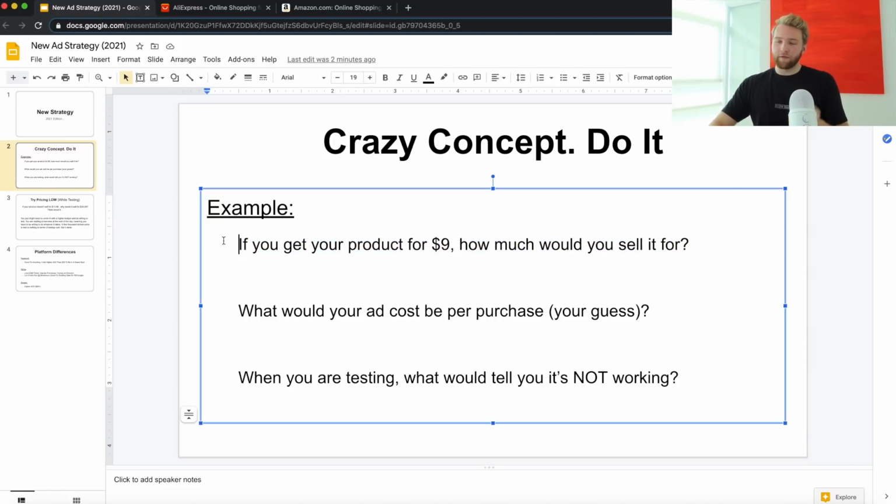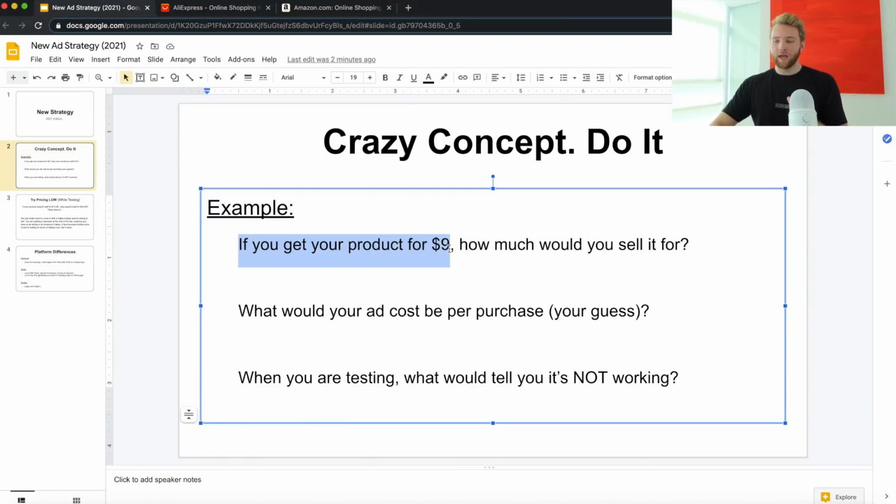If you get your product for $9, that's your company's cost to source a product, how much would you sell it for? How do you come up with that answer? Drop a comment down below. Is it because Amazon sells it for 25, so I'm going to sell it for 25? Or maybe I want to price it less than Amazon, so I'm going to sell it for 24. How do people actually determine their pricing?